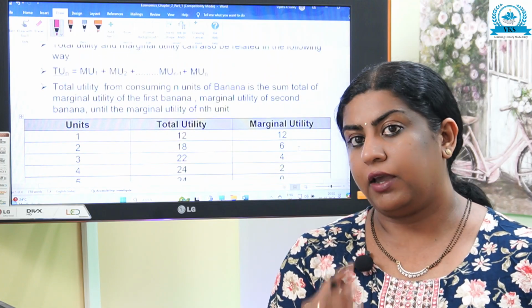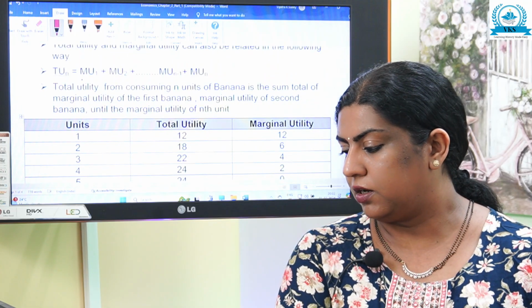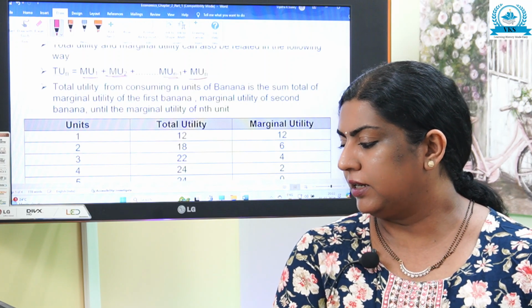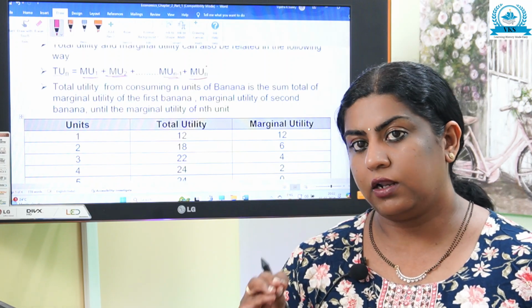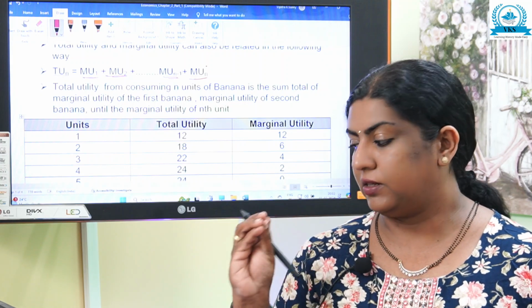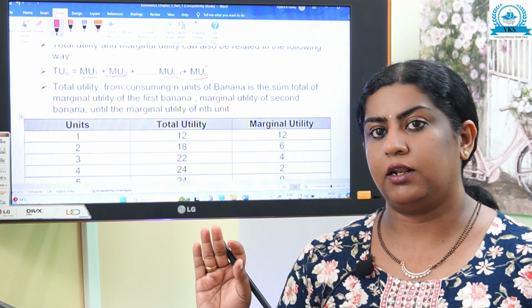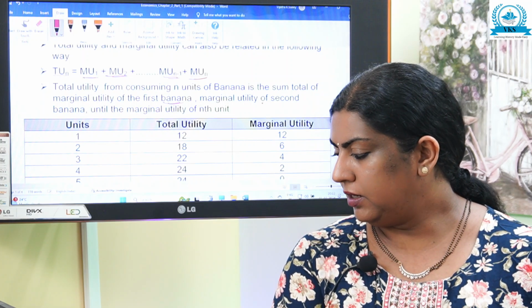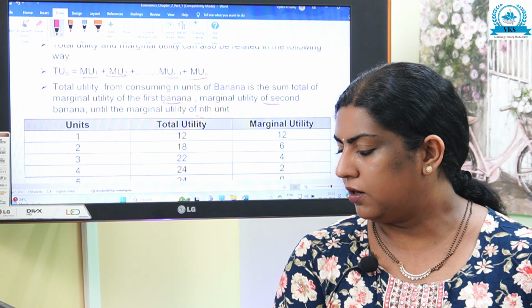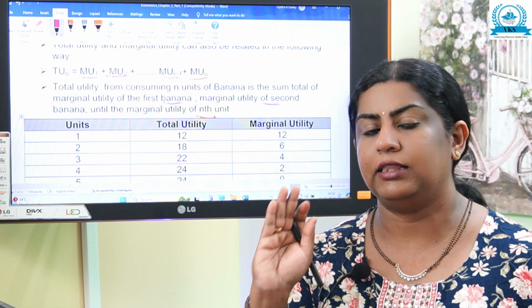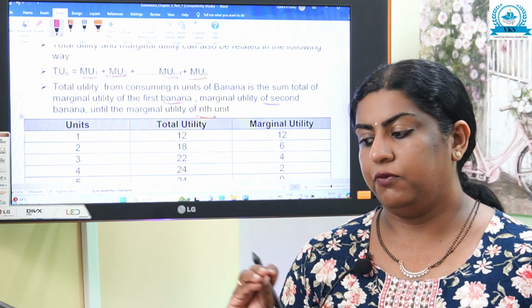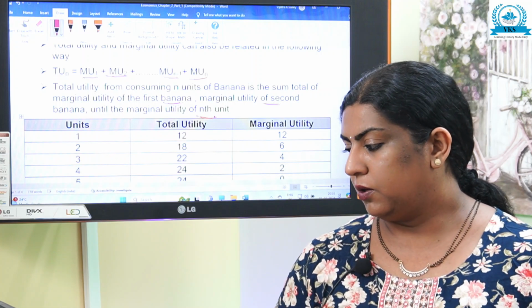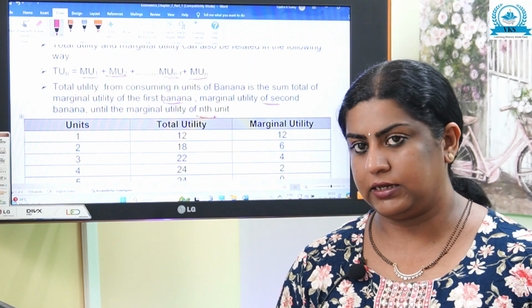Okay, so total utility and marginal utility can be related in the following way. Total utility of N quantity is equal to marginal utility of 1 plus 2 plus N minus 1 plus till it reaches N. That is, total utility from consuming N units of banana is the sum total of the marginal utility from the first banana, then second banana, until the marginal utility of the last, that is nth banana. So that is how you calculate total utility, that is a relation between total utility and marginal utility.